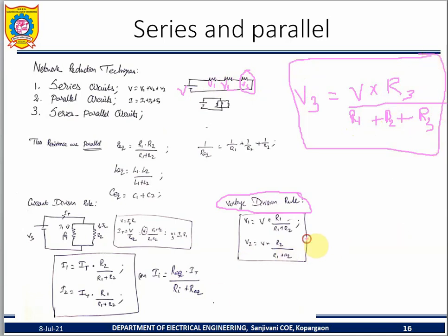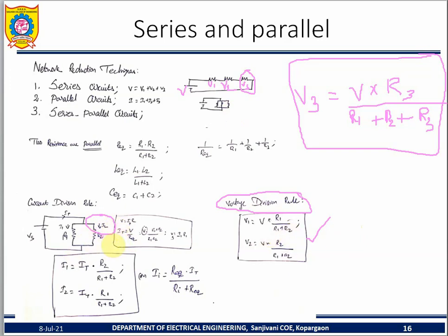If 2 resistances, this is the formula. 3 resistances, this is the formula. So this is called the voltage division rule. So why do I want to use the voltage division rule? Quickly you will find the answer. Otherwise you have to use the lengthy method. Similarly, is there any possibility to find the current divisions? Let's move to the current division.